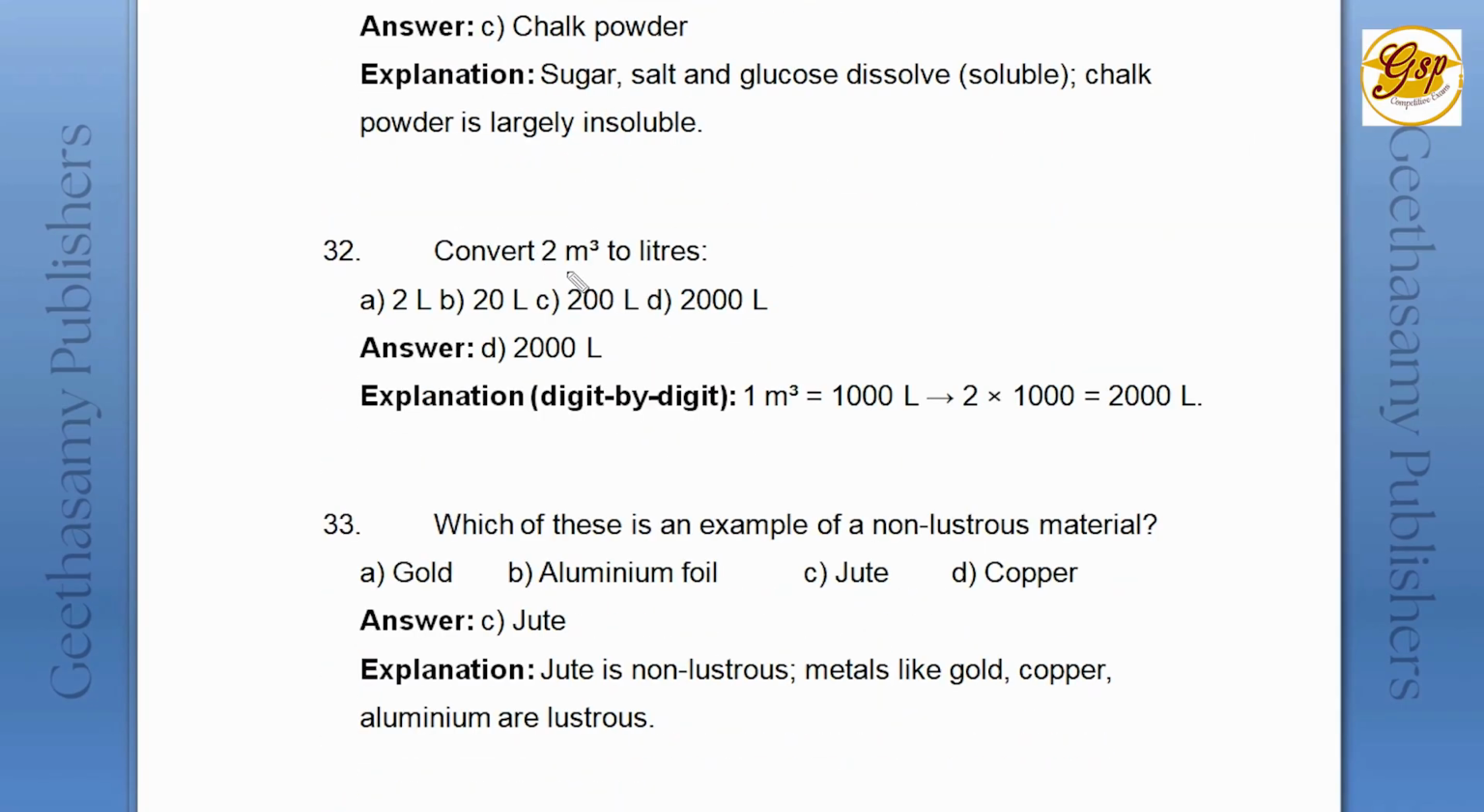Convert 2 meter cube into liters. 2 liter, 20 liter, 200 liter, 2000 liter. Of course, the answer is 2000 liter. Explanation: 1 meter cube equals 1000 liter. So 2 meter cube equals 1000 multiplied by 2, which is 2000 liter.